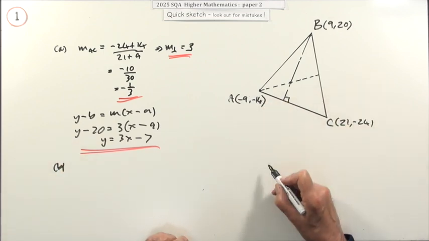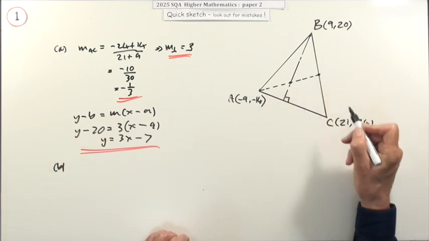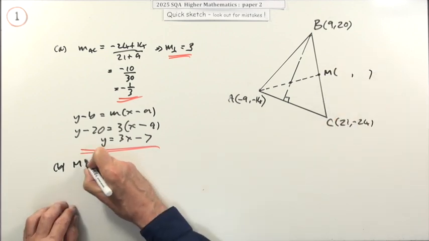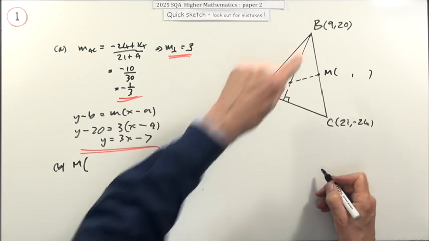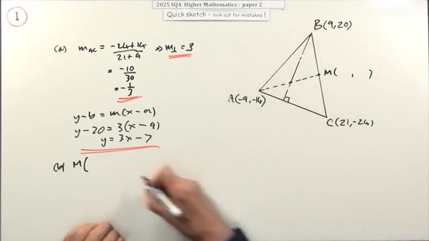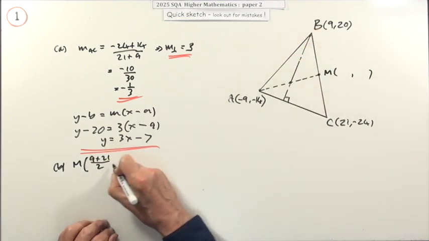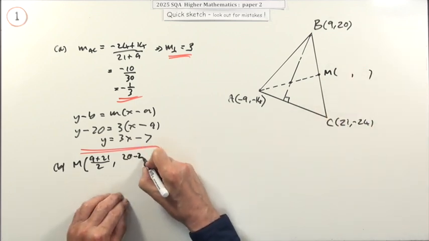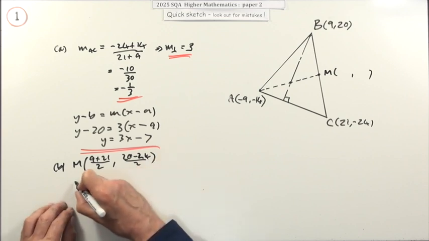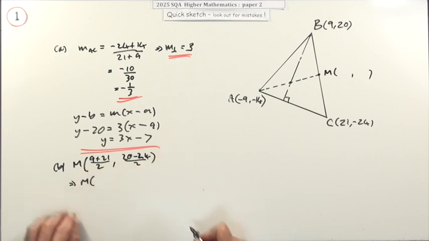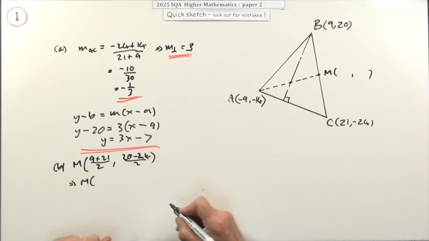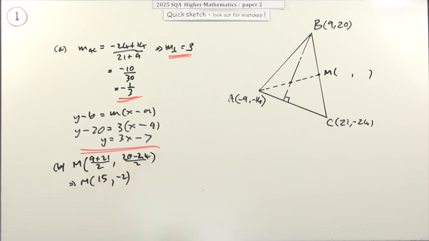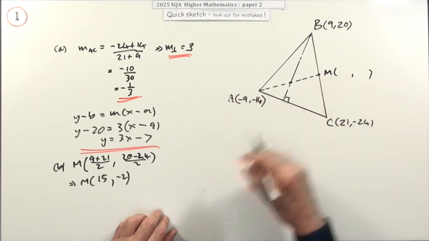Next one was the median through A. Well, that means I'll need the midpoint. It hits the midpoint of the other side. So I have to figure out that midpoint. So that midpoint is going to be the average of these two. 9 plus 21 averaged for the x's, 20 plus negative 24 for the average of the y's, which means that the midpoint is going to be, that's a 30, so that's going to be a 15, negative 4, negative 2.